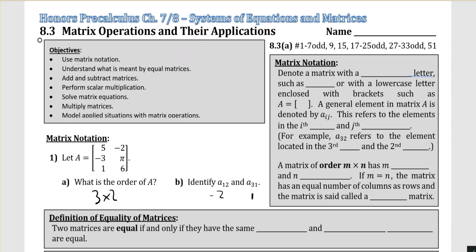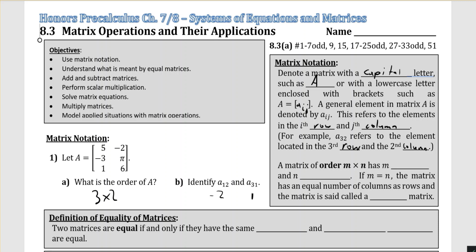So generally speaking, we denote a matrix with a capital letter, such as capital A, or with a lowercase letter enclosed in brackets, such as A equals [a sub ij]. So the general element in the matrix is denoted by a sub ij, so that in brackets represents the whole matrix. This refers to the element in the ith row and the jth column. So a sub 3,2 represents the third row and second column.